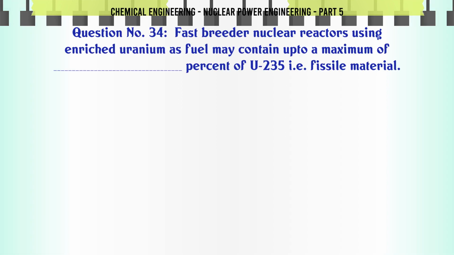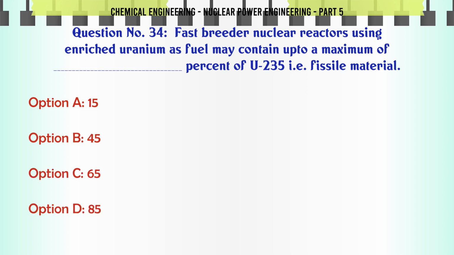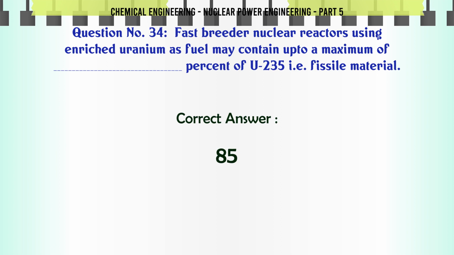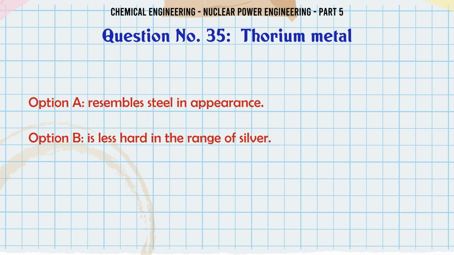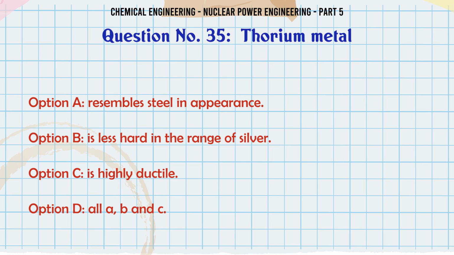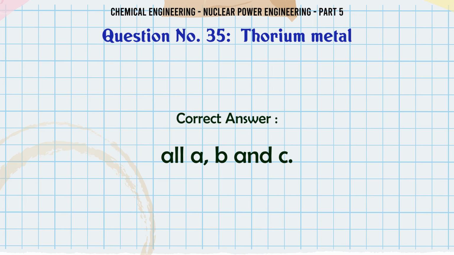Fast breeder nuclear reactors using enriched uranium as fuel may contain up to a maximum of what percent of U235, i.e. fissile material? A. 15, B. 45, C. 65, D. 85. The correct answer is 85. Thorium metal A. resembles steel in appearance, B. is less hard in the range of silver, C. is highly ductile, D. all A, B and C. The correct answer is all A, B and C.